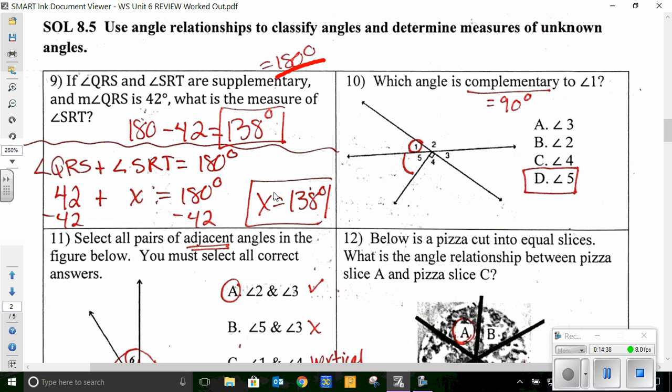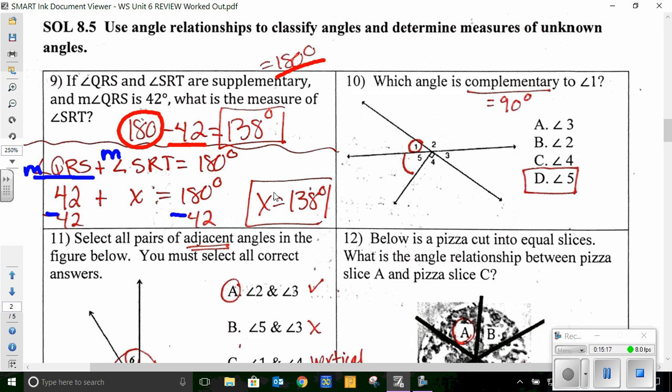Well, all I need to do is take 180, that's my supplementary amount right there, subtract the 42, and I get 138. If you want to do it algebraically, then what I would do is I would literally say that the measure of angle, I should have written the M, the measure of angle QRS plus the measure of angle SRT is equal to 180 degrees. And then I plug in what I know. The QRS was 42, SRT is X, and 180 stays 180. I'm going to subtract 42 from both sides, and then I'm going to wind up with X equaling 138 degrees still. Either way, you can do it with algebra, or you can just do the 180 minus the number you know.